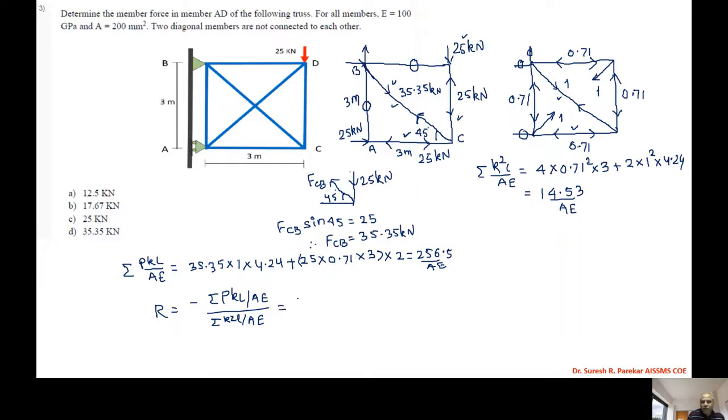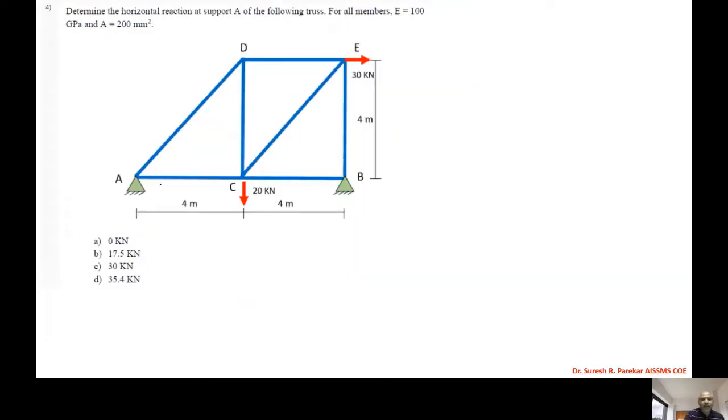Then R is equal to minus 256.5 divided by 14.53, and we have this value minus 17.66, that is 17.67 kilonewton. So we have B. Then we will go next.